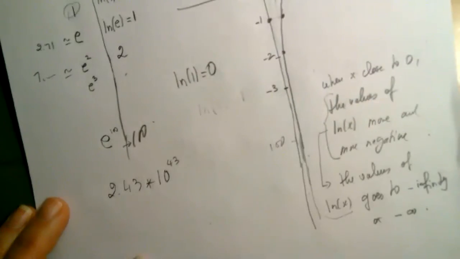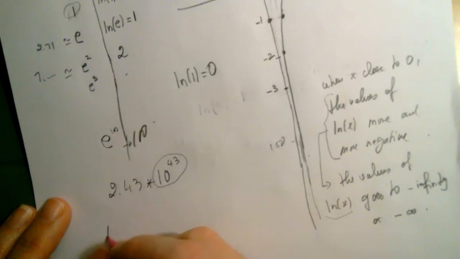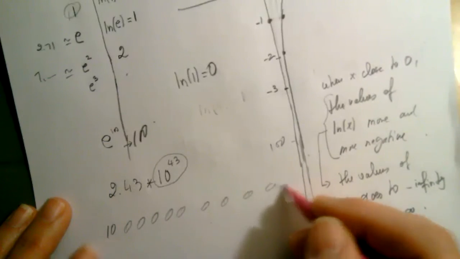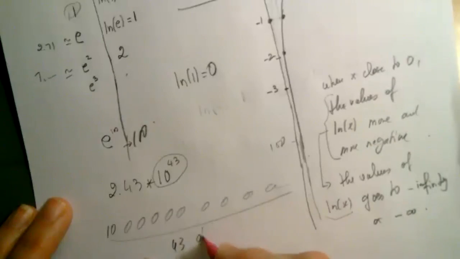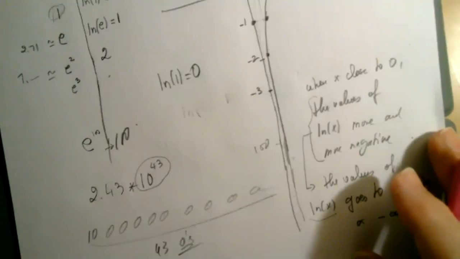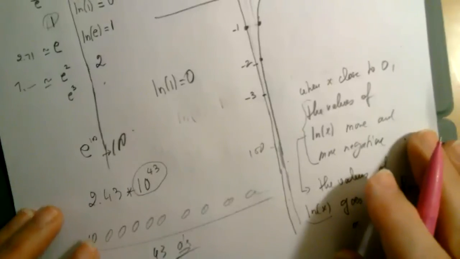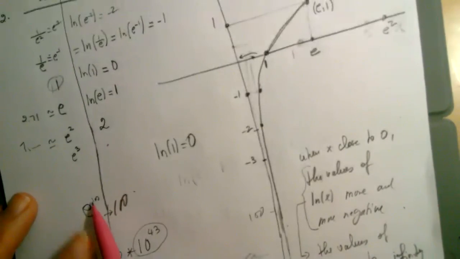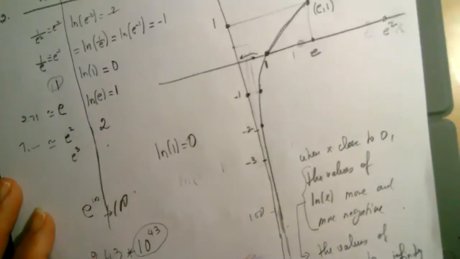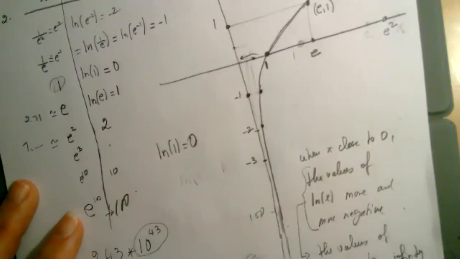How big is this number? Do you know what 10 to the power 43 means? It doesn't fit on my calculator. How many zeros do we have? 43 zeros. So it's a huge number. It's a number beyond our human understanding. E takes very large values. When you start taking e to powers, the numbers become very, very large. Even if you take e to the power 10, you get a very large number.